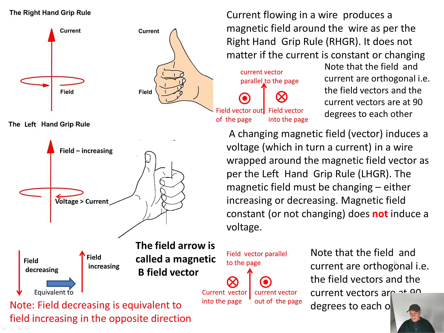Note that the field and the current are orthogonal, i.e. the field vectors and the current vectors are 90 degrees to each other. So a representation of the diagram on the left will be a field vector parallel to the page pointing upwards, and there's the current vector into the page and the current vector out of the page. Note, field decreasing is equivalent to field increasing in the opposite direction.